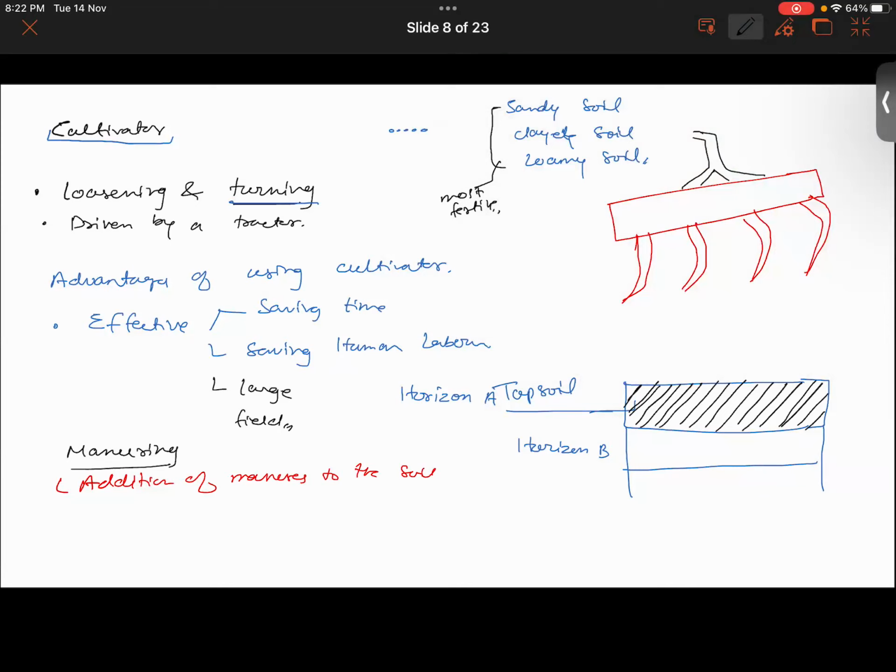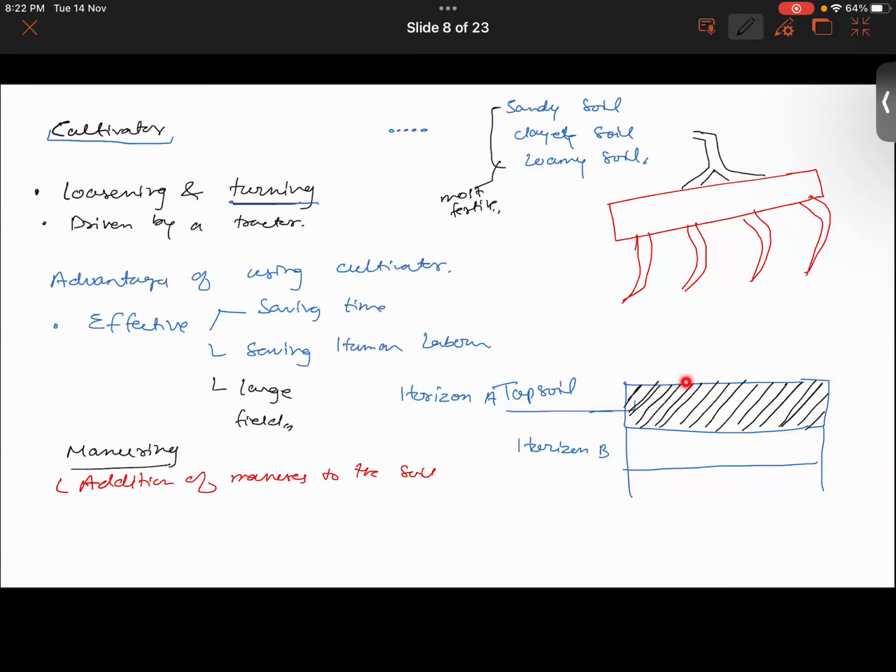So sometimes, if I have a field in which the soil type is loamy soil, in order to make the loamy soil more fertile, what do I do? I add sand into the soil. Alongside, I will be adding manures to the soil also. So thereby the soil becomes more fertile.